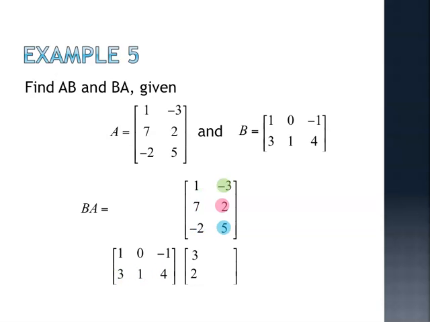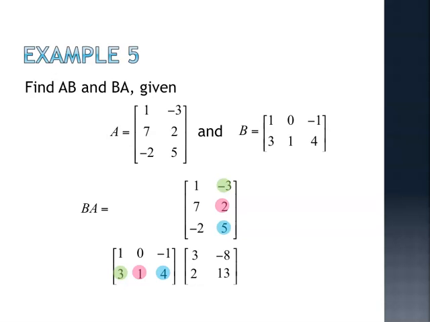And then we look at the second column now here in A, and the first column in B. We have negative 3 times 1 plus 2 times 0 plus 5 times negative 1, and that's equal to negative 8. And for our last element, we have negative 3 times 3 plus 2 times 1 plus 5 times 4, and that's equal to 13.